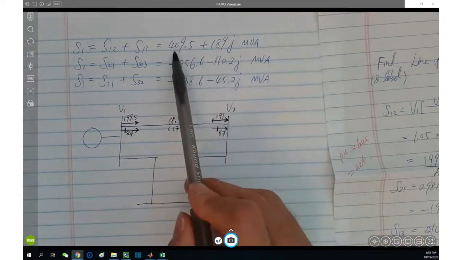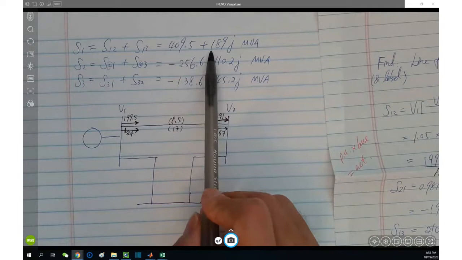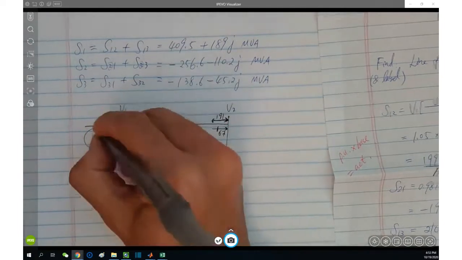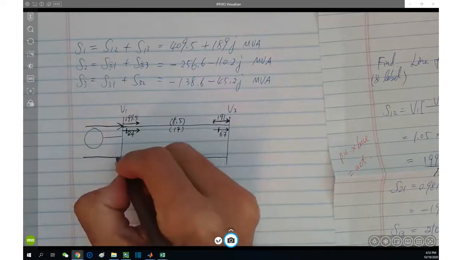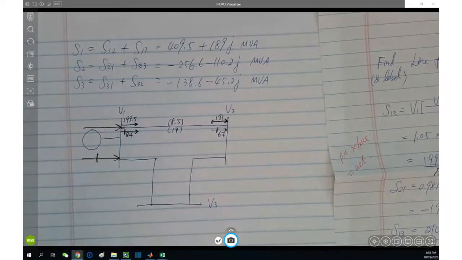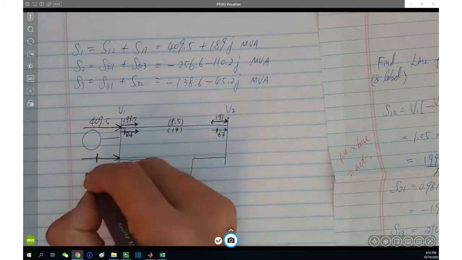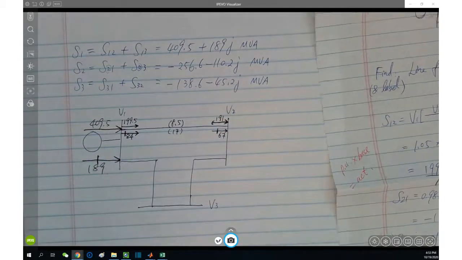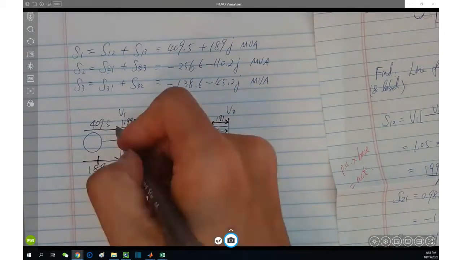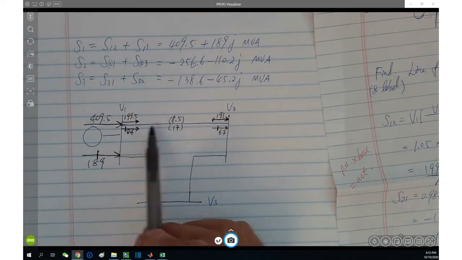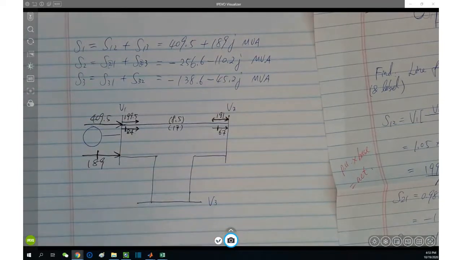It's 409.5 positive and plus 189j. Positive means what? It means the power is going into the bus, active and reactive. Obviously, you need to differentiate them. Active is 409.5, reactive is 189. The power is given to this bus 1, and it is assigning it to other buses. This is positive and positive.